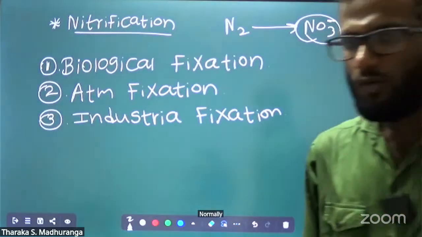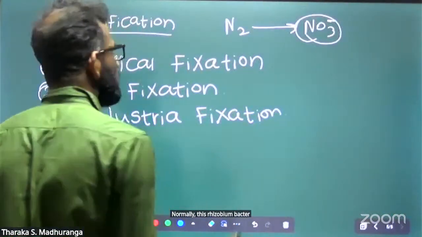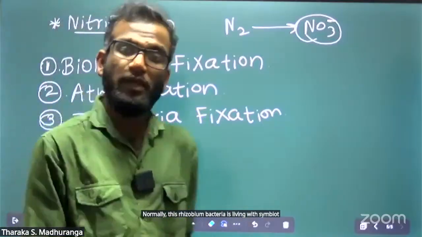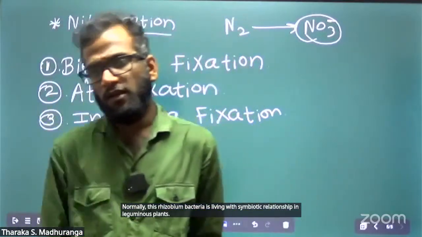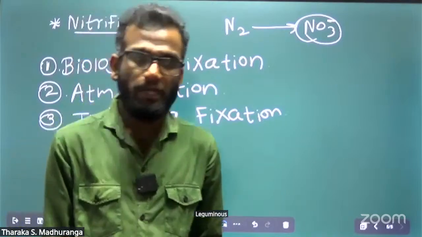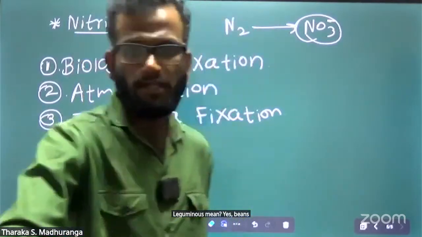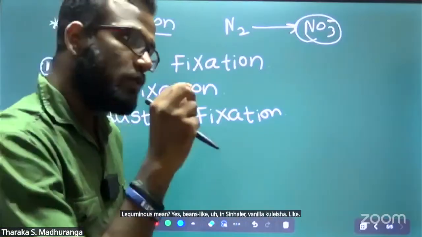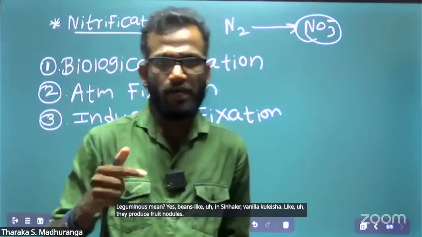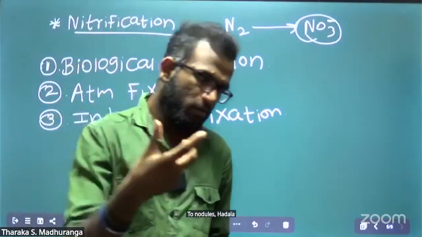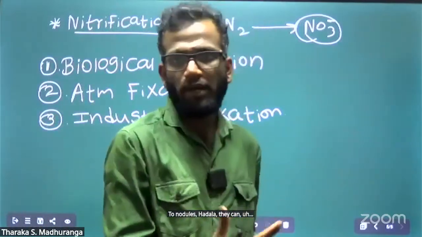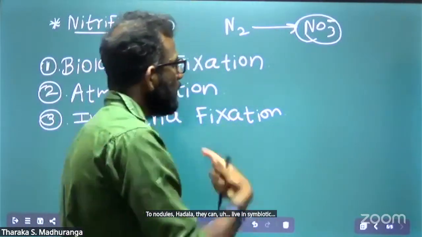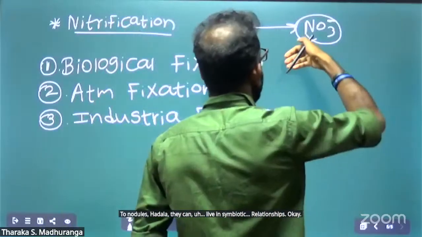Normally, this rhizobium bacteria lives in a symbiotic relationship in leguminous plants. Leguminous means just beans, they produce root nodules. In the root nodules, they can live in symbiotic relationships. Okay, the leguminous plants.